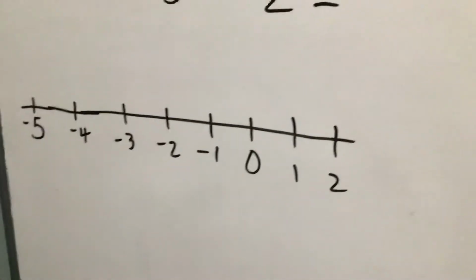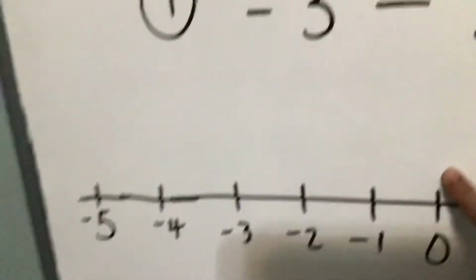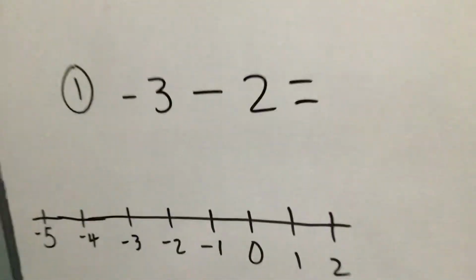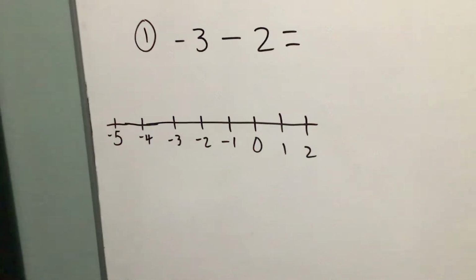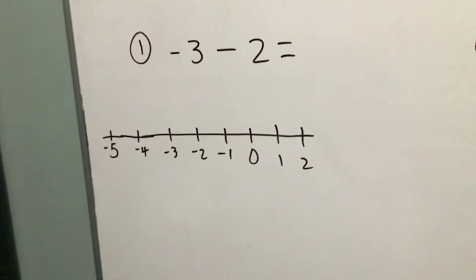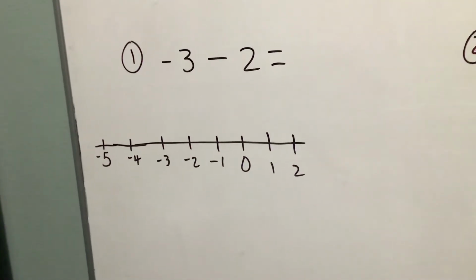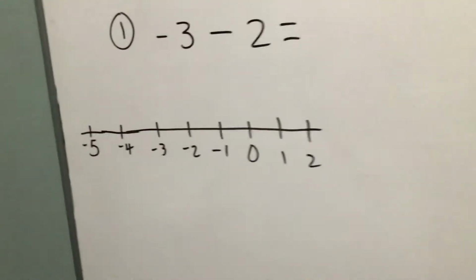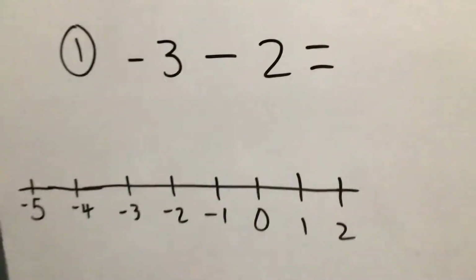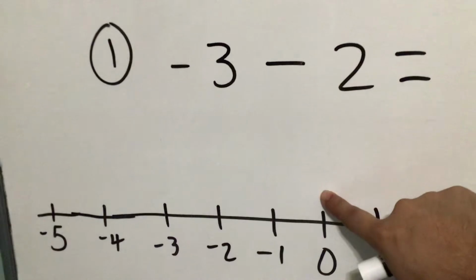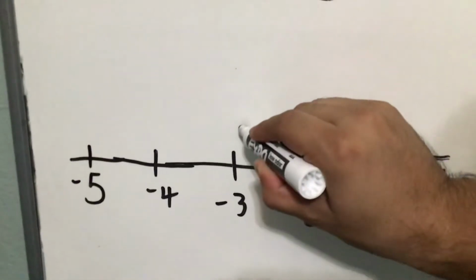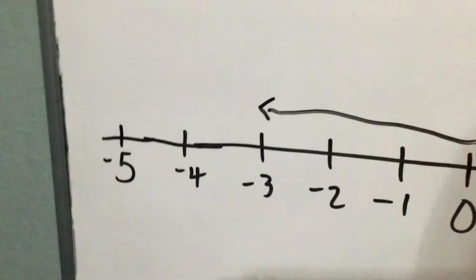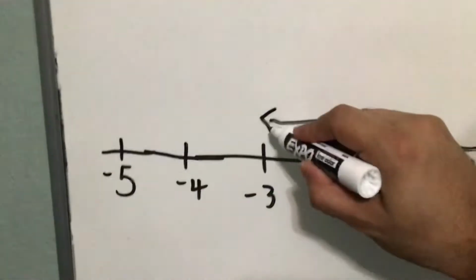So we always start at 0, as you know. And again, anytime we go to the left, that means it's a negative number. If we go to the right of the number line, that means it's a positive. So as you can see, our first number is -3. So again, let's start from 0. So that's our starting point. We go to -3, so that means we go to the left.